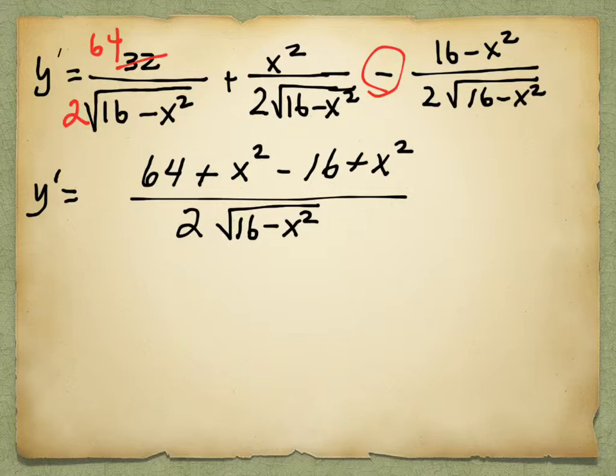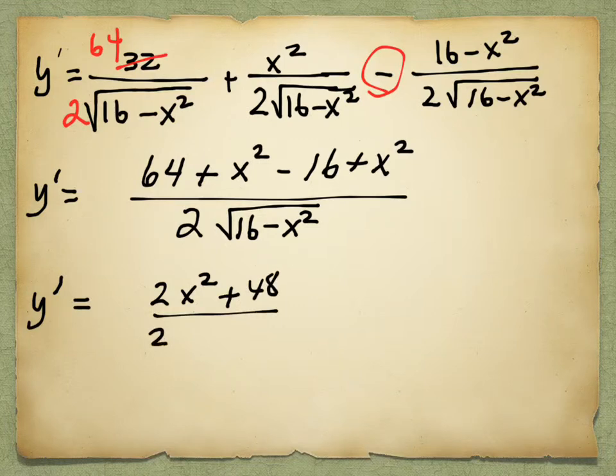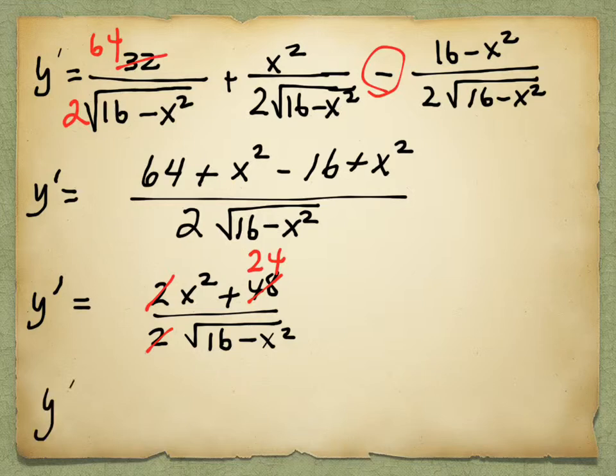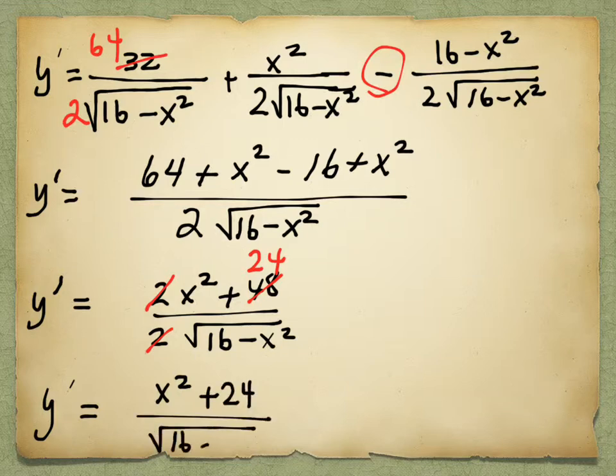So what will I get on top when I combine like terms? Good, 2x squared. And then what? Plus 48. Anything else I can do? Yeah. Everything has a 2 in it, so I can take this 2, and that 48 will become a 24. So my final solution to this problem is x squared plus 24 over the square root of 16 minus x squared.